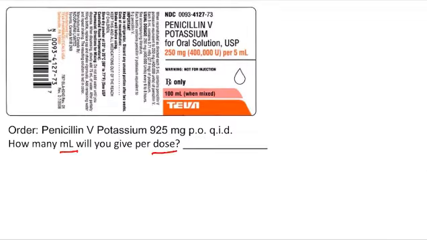Mils per dose. Okay, what do I need to know? I need to know my doctor's order. I need to know my drug label concentration. This is another D over H times V calculation.